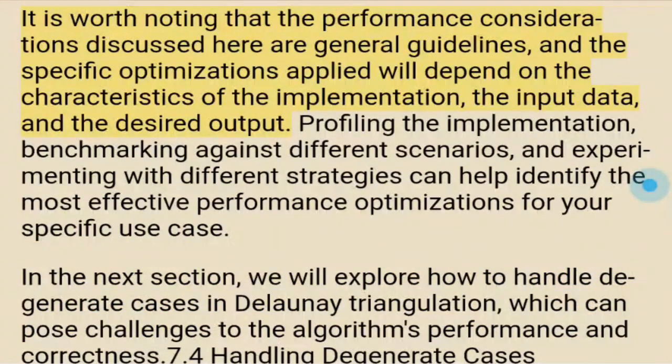It is worth noting that the performance considerations discussed here are general guidelines, and the specific optimizations applied will depend on the characteristics of the implementation, the input data, and the desired output. Profiling the implementation, benchmarking against different scenarios, and experimenting with different strategies can help identify the most effective performance optimizations for your specific use case.